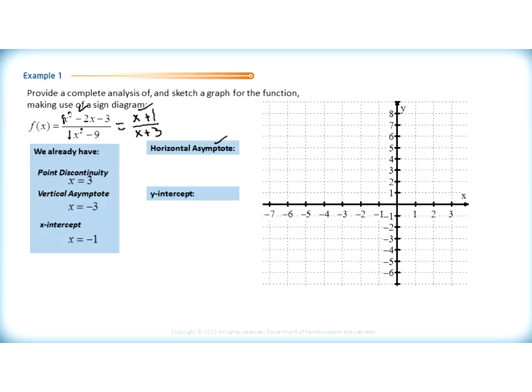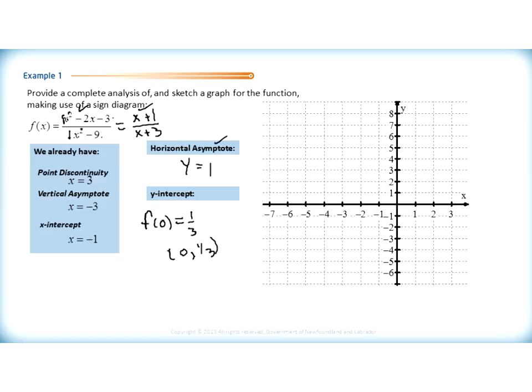So our horizontal asymptote will be at y equals 1. That's pretty easy. And to get our y-intercept, we just find f of 0. So f of 0 for this particular function is going to be at 0. So I've got -3 over -9, which is positive 1/3. There's my y-intercept at 0 and 1/3.